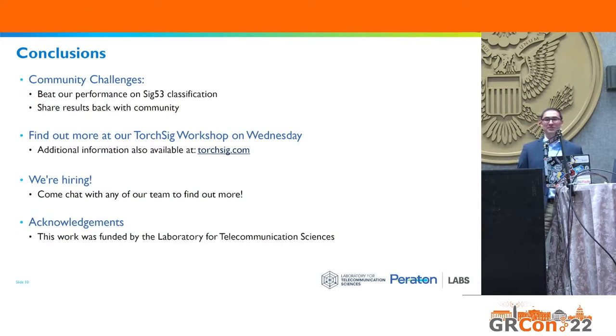By open sourcing this code, we're really hoping to get some community engagement and see if we can, together as a community, bring up the whole field of RF machine learning. Part of that is also sharing your results back with the community. We're trying to be very open with eventually sharing the TorchSig and the SIG53 dataset and toolkit. So if you could see how you can perform with our datasets, if you're interested in RF machine learning tasks, and then feed that back into the community, that would be really great.